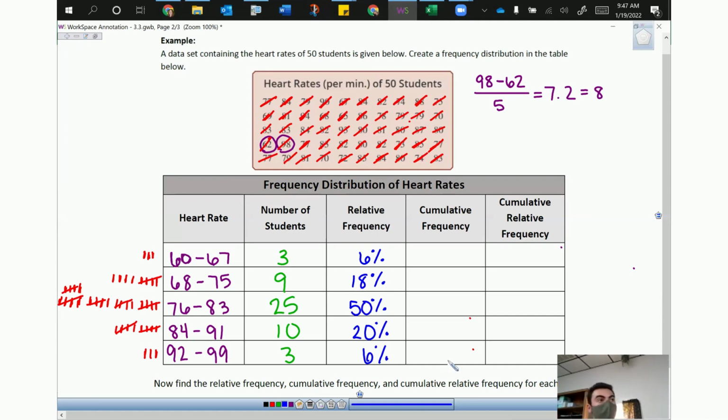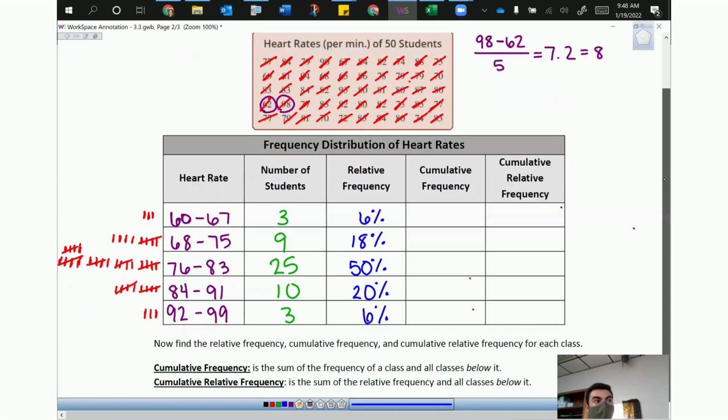Now, the next 2 columns are new to us. The next 2 columns are called cumulative frequency and cumulative relative frequency. And I have those definitions down at the bottom of your page. The cumulative frequency is the sum of the frequency of a class and all classes below it.